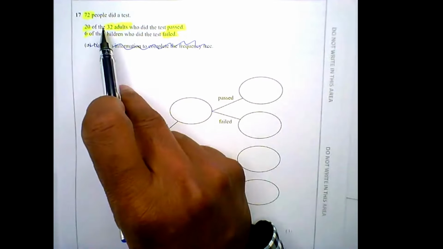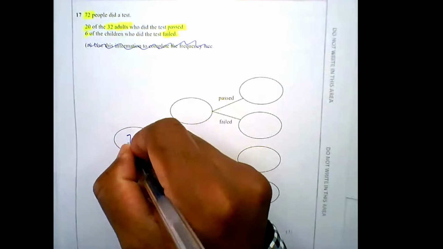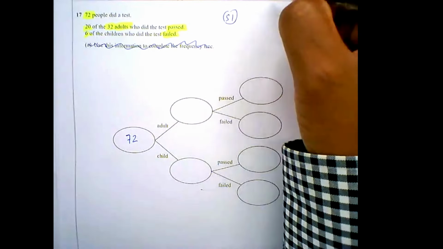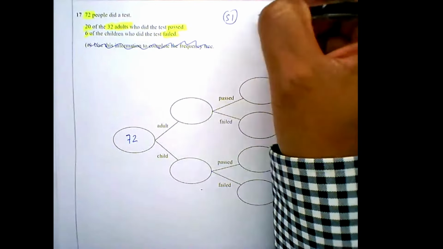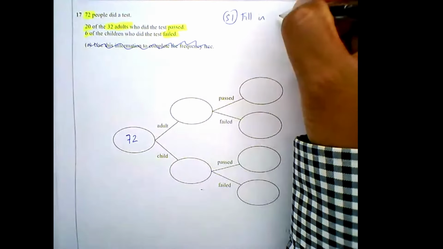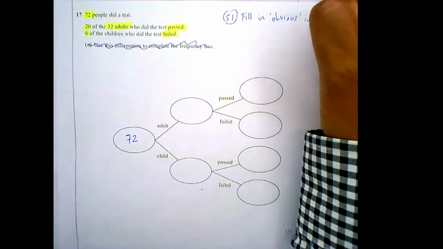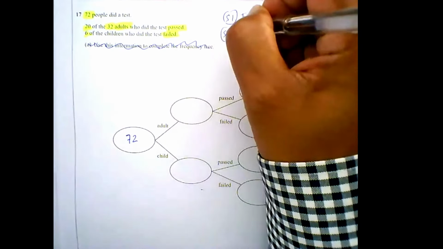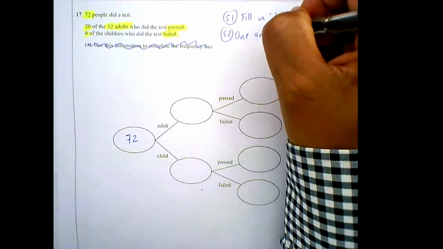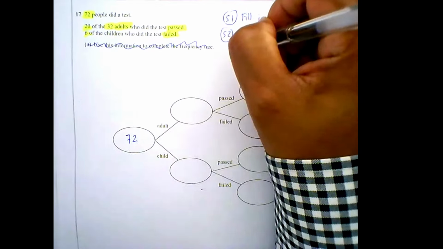72 people did a test. So you can see here, this is not there. So 72 goes here. And my step 1, like previous questions, step 1 is to fill in obvious information given. And then step 2 is one answer will lead on to another, like a puzzle.